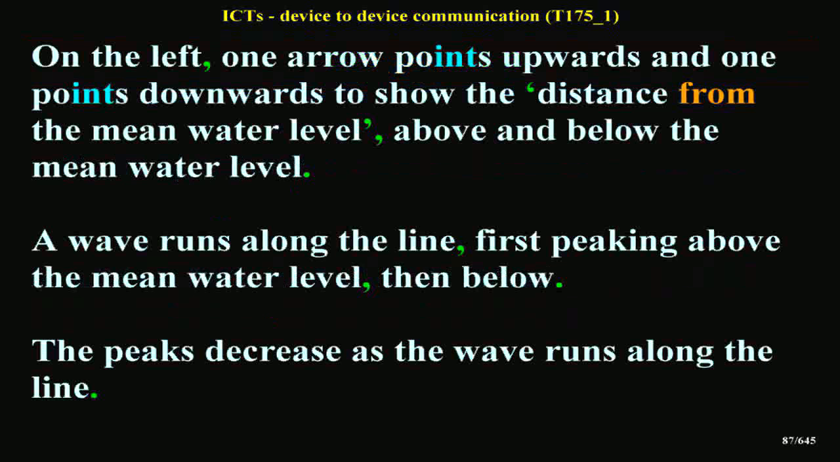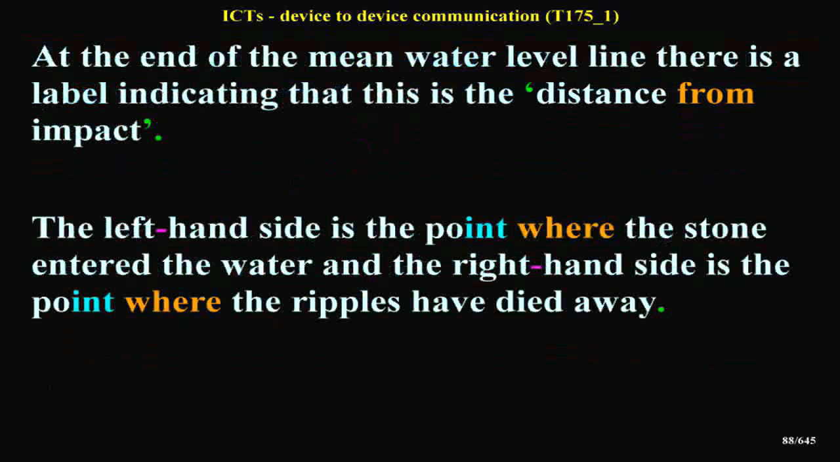A wave runs along the line, first peaking above the mean water level, then below. The peaks decrease as the wave runs along the line. At the end of the mean water level line there is a label indicating that this is the distance from impact. The left-hand side is the point where the stone entered the water and the right-hand side is the point where the ripples have died away.